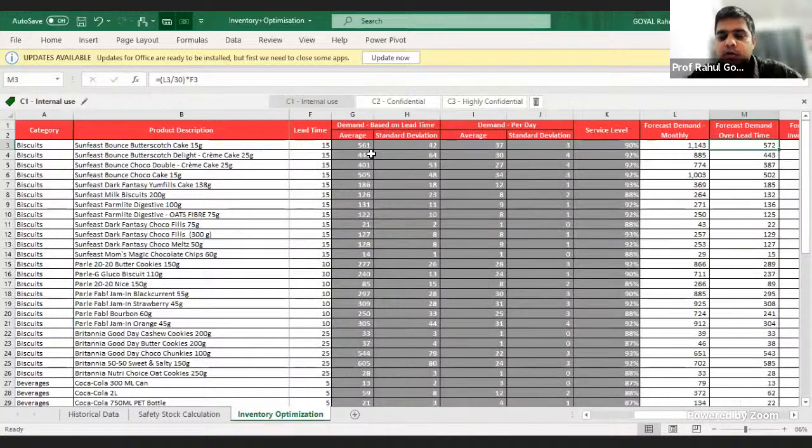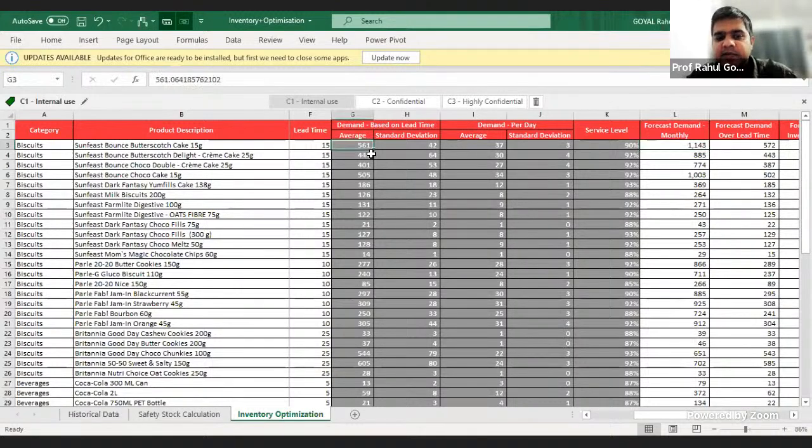So now it is very intuitive, right? It is going to take 15 days for the supplier to give you replenishment, so you need to have 15 days of inventory. What is your 30 days of forecast? Your 30 days of forecast is 1143. So what is your 15-day requirement? You will divide it by half, which is let us say 572, right? So 1143 is your monthly demand.